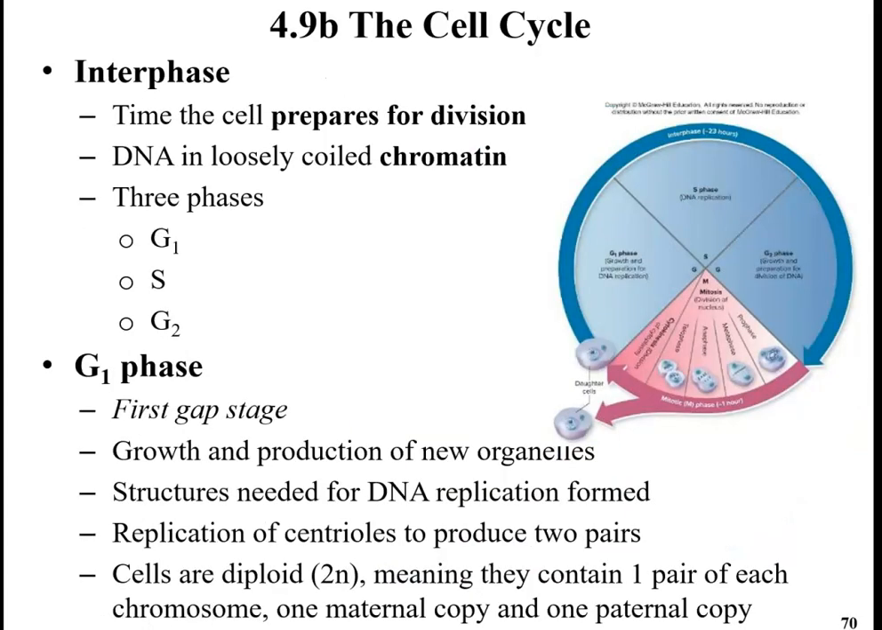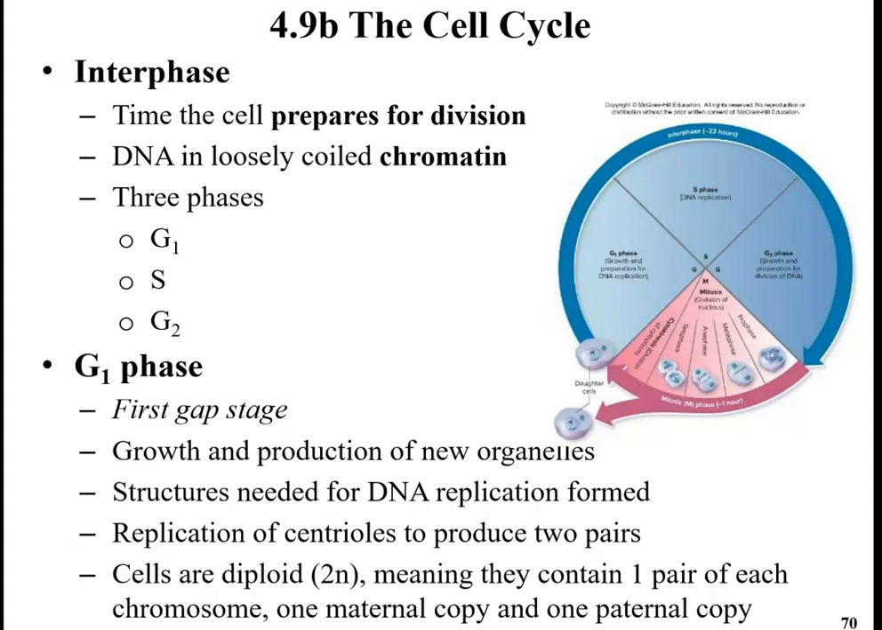So interphase, this is the time that the cell prepares for division. The cell is making a bunch of enzymes and proteins, and then in the S phase, it makes DNA. So this is all in preparation for division. DNA is in loosely coiled chromatin form in the interphase. This allows it to be read and genes to be expressed.